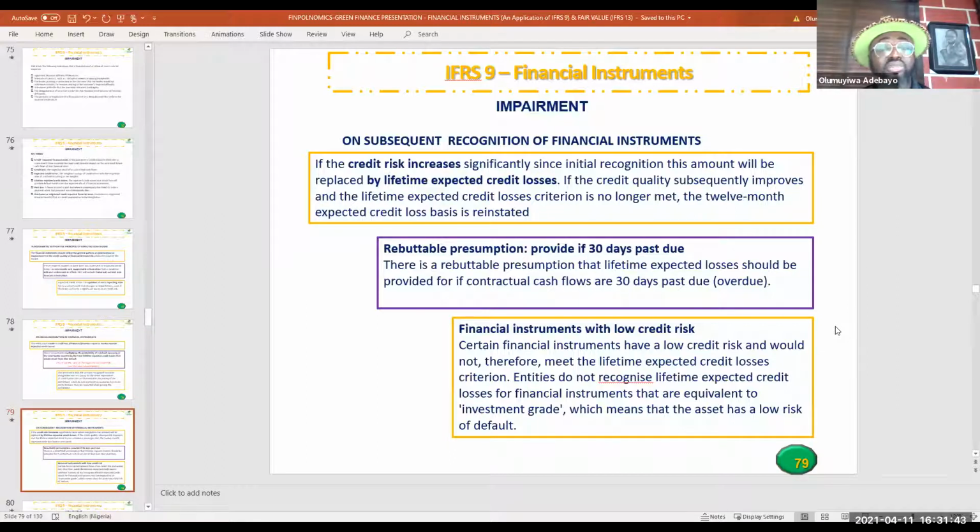Okay, subsequent recognition of financial instruments is subject to either an increase or decrease in the credit risk since inception. And that will determine when impairment assessment is done based on lifetime. At stage 2 and stage 3, impairment assessment will be done on lifetime, as opposed to stage 1 that is done on 12 months. Okay.